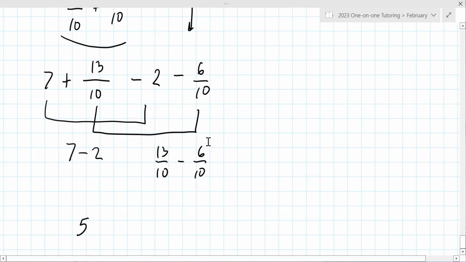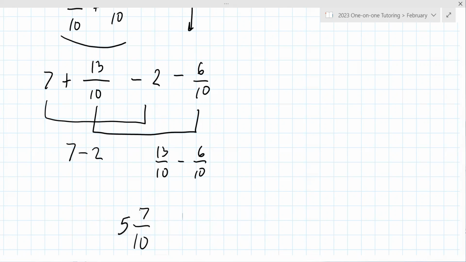What is 13 over 10 minus 6 over 10? 7 over 10. Good. So that's your final answer, 5. And you can really just push the 5 up against it like this.